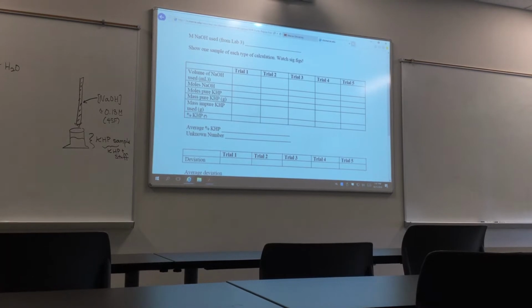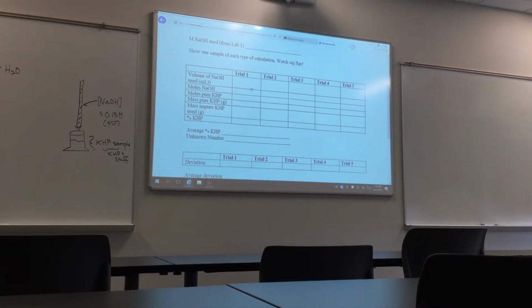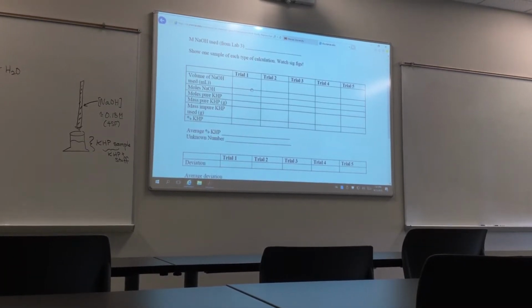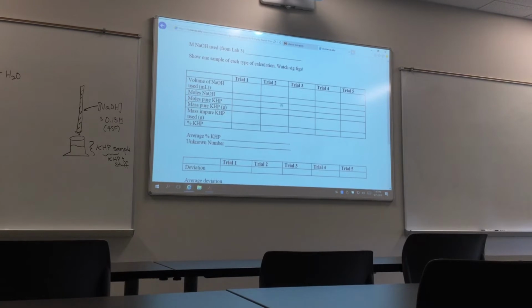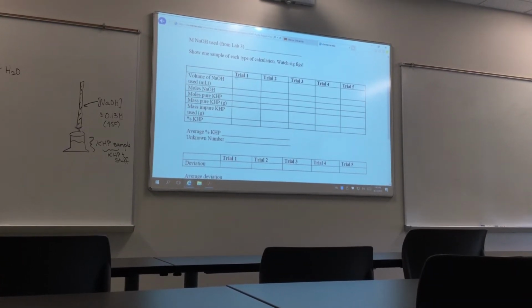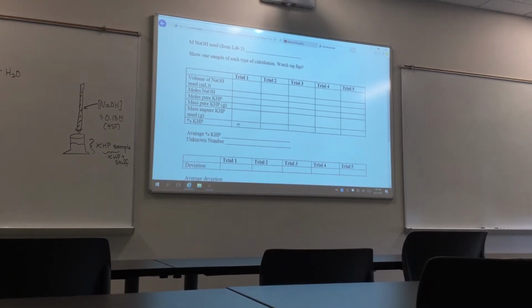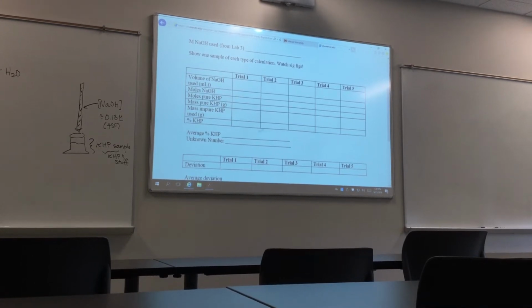Notice it has percent KHP. If you have a sacrificial run, one that you use just to determine roughly how much you needed before you slowed down in the second titration, you will not include that in these data sets. You'll just include the good titrations that you want to use. So for this lab, I think we'll have 3 of those, and then that's going to ultimately determine your average percent unknown. And don't forget to write your unknown number.